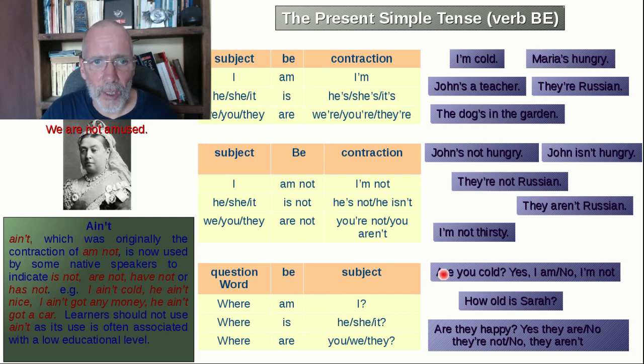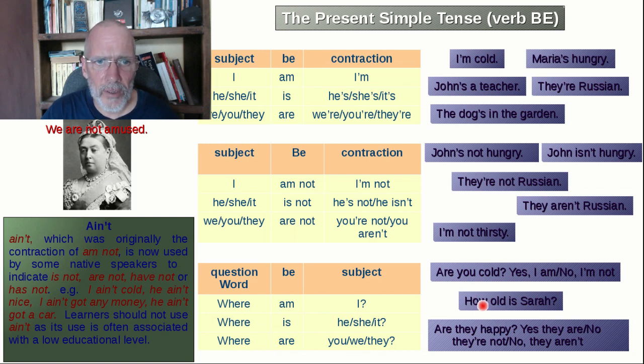And here I have an example of a yes or no question. Are you cold? And once again, the short answers, this time the short answer is yes, I am, or no, I'm not. Where am I? Where is he? Where is she? Where is it? Where are you? Where are we? Where are they?